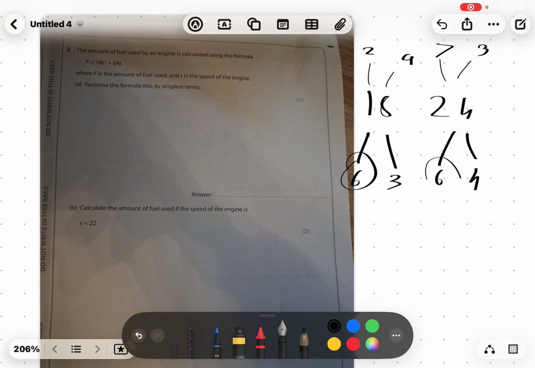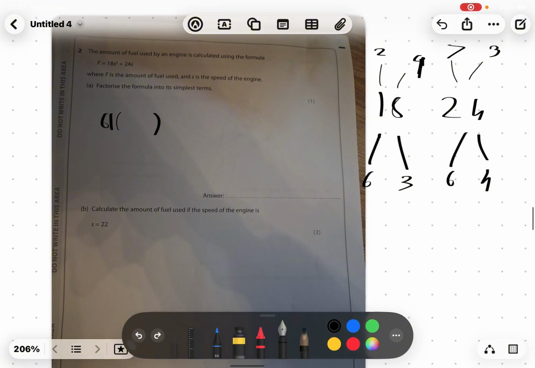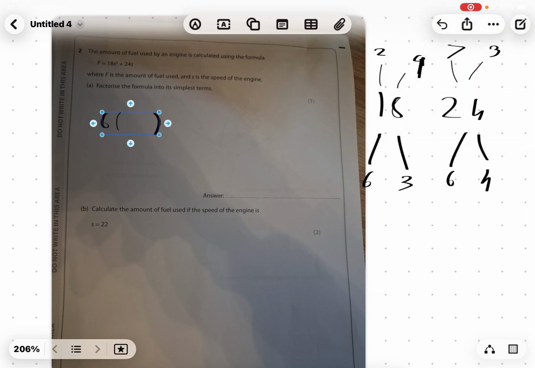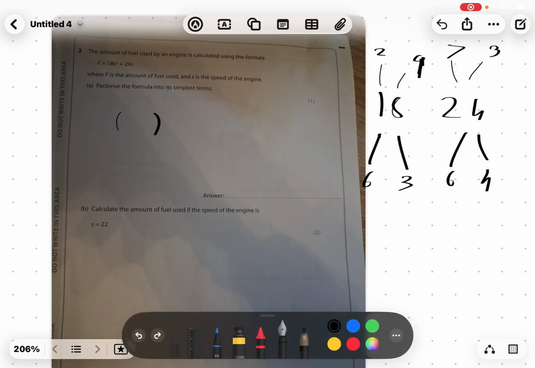Over here they both have a 6. Over here they have no common factors. So we're gonna choose this one because they both have 6. And what we're gonna do, we're gonna put a 6c, and then because we need the square one, we're gonna put 3 because that's what makes 3. I'll show you.